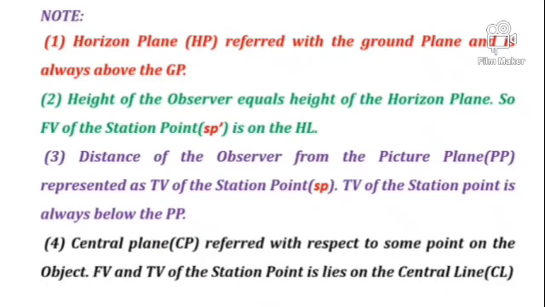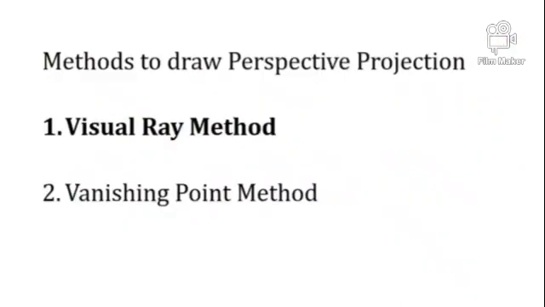The central plane is referred with respect to some point on the object. Always the central plane is referred with the object, some points on the object. Front view and top view of the station point lie on the central line. There are basically two methods to draw perspective projection: the visual ray method and the vanishing point method. Here we are going to discuss the visual ray method only, because you can solve any type of problem with the visual ray method.